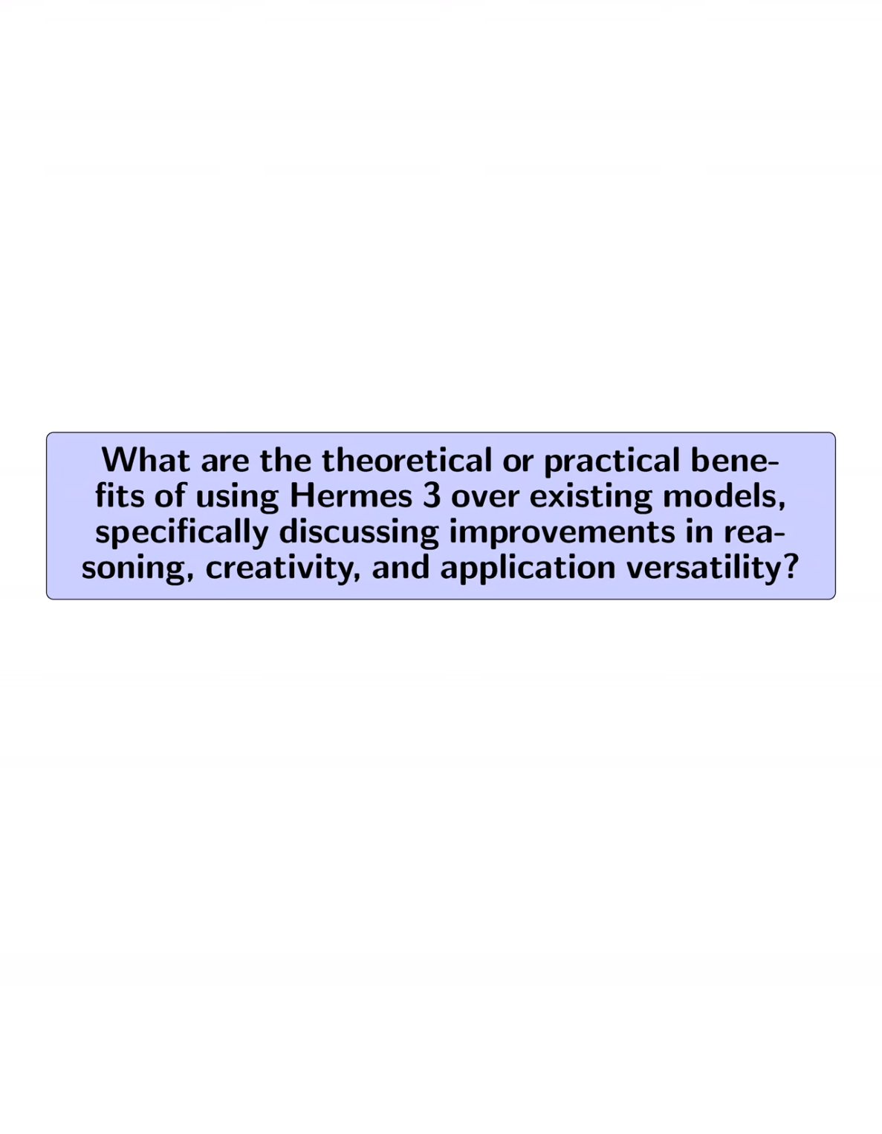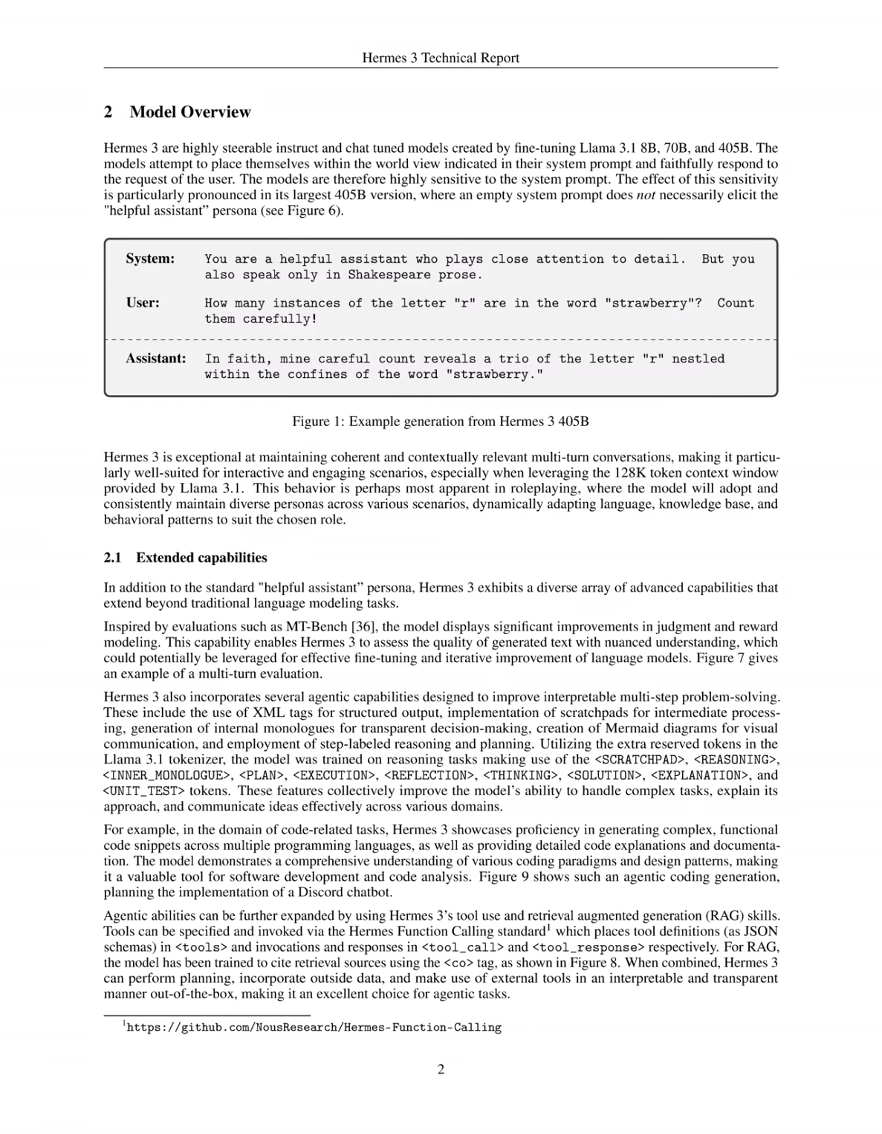What are the theoretical or practical benefits of using Hermes 3 over existing models, specifically discussing improvements in reasoning, creativity, and application versatility? Hermes 3 offers significant theoretical and practical benefits over existing models, particularly in reasoning, creativity, and application versatility. The model's advanced capabilities include structured output through XML tags, scratch pads for intermediate processing, and internal monologues for transparent decision-making.